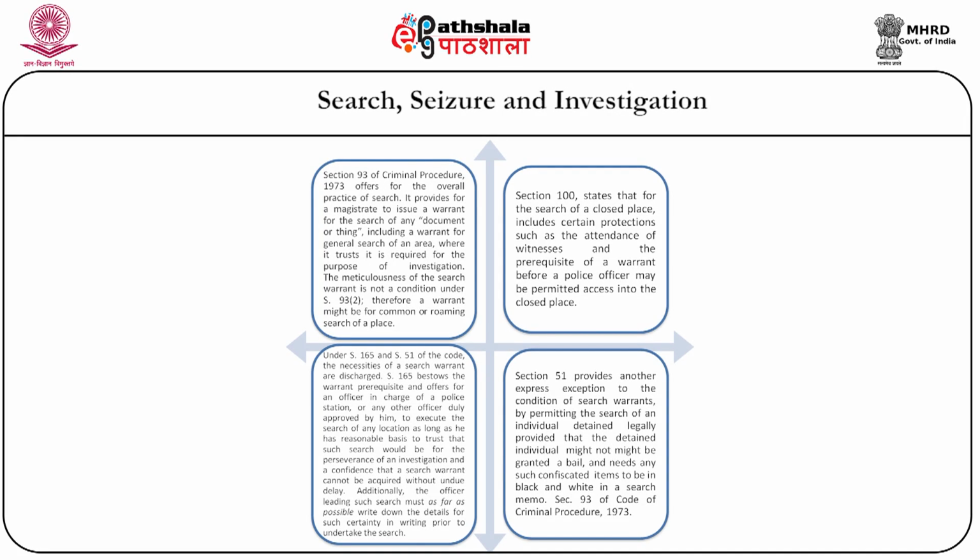The general law has provided that the country's authority of search and confiscation of evidence is provided in the Code of Criminal Procedure, 1973. Section 93 of this code offers for the general practice of search. Section 93 provides for a magistrate to issue a warrant for the search of any document or thing, including a warrant for a general search of an area, where it believes it is required for the purpose of investigation. The particularity of the search warrant is not a condition under Section 93, subsection 2. Therefore, a warrant might be a general or roving search of a place.